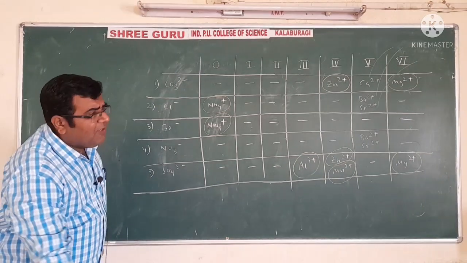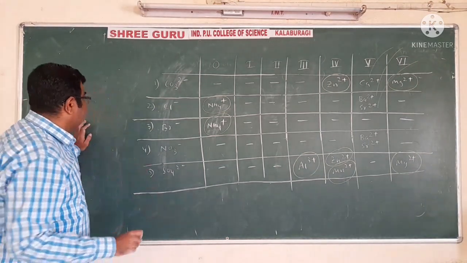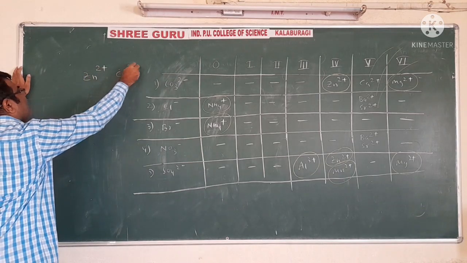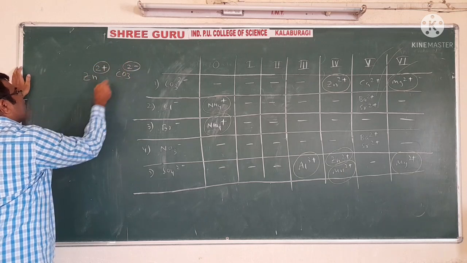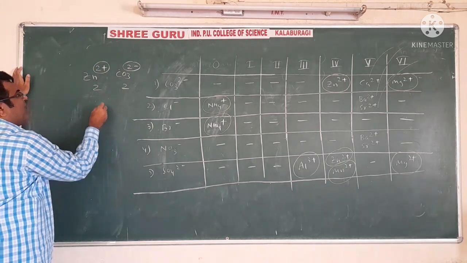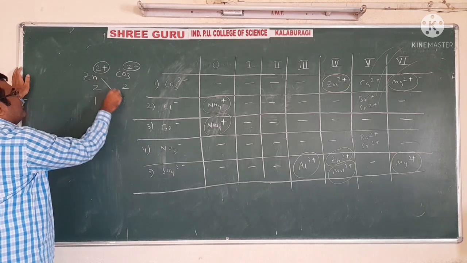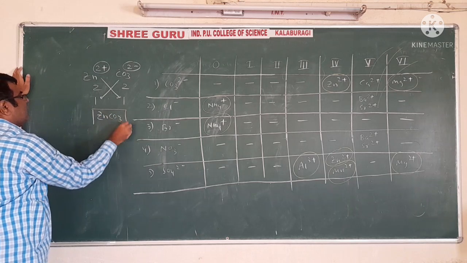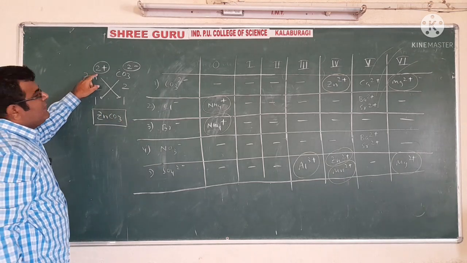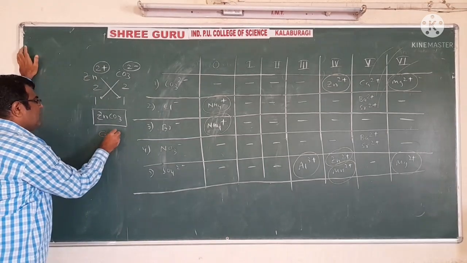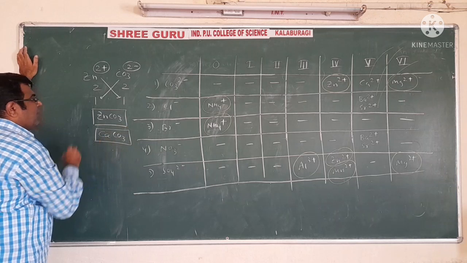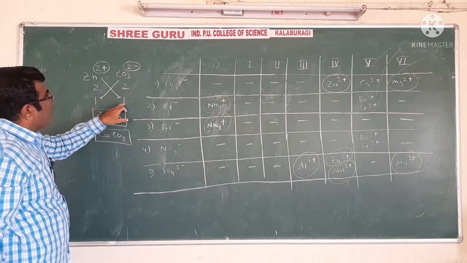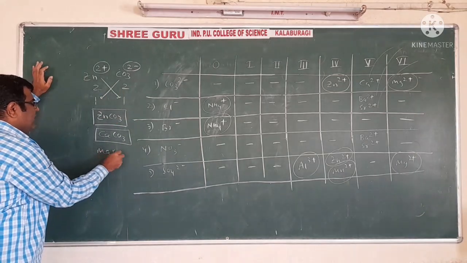How to write the formula? I hope you know it by the crisscross method. For example, there is the basic radical zinc and this carbonate. We have to look into these valences. This is 2 and this is 2. We can simplify this ratio to 1:1 and crisscross it. So the formula is zinc carbonate. As the valence of Ca is plus 2, also 2, the formula is calcium carbonate. As the valence of Mg is also plus 2, minus 2, 2, 2, 1, 1, the formula is magnesium carbonate.